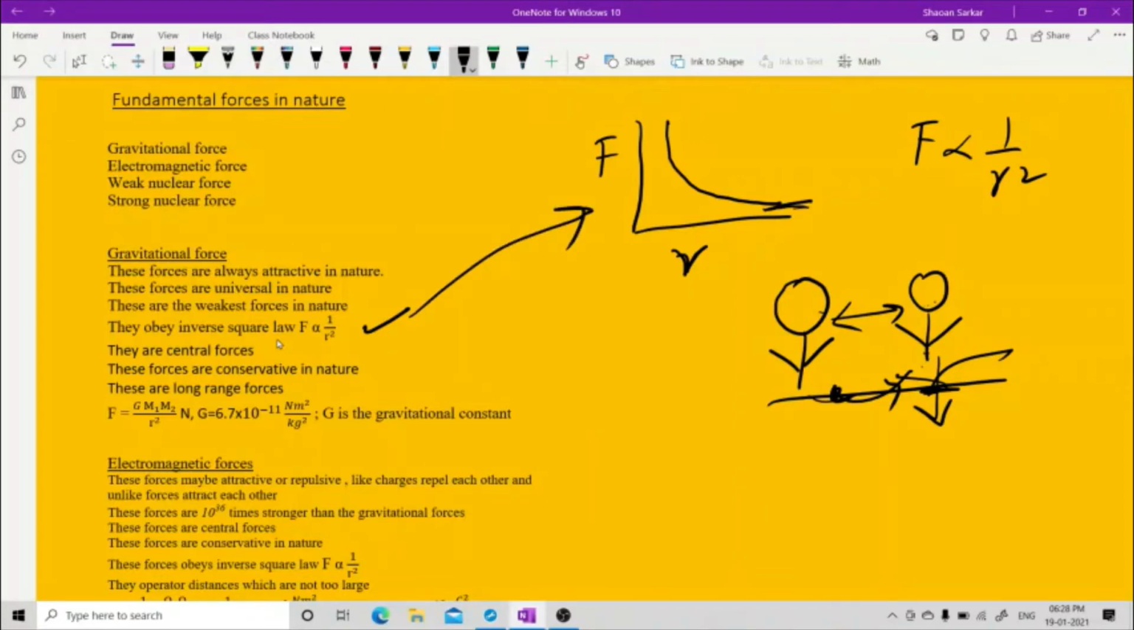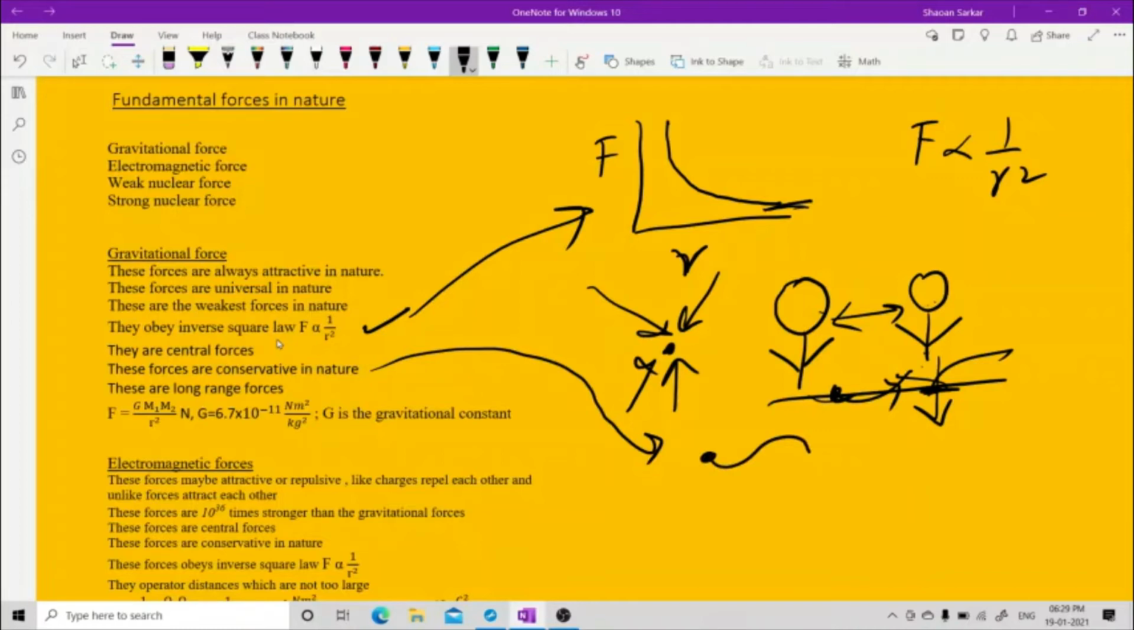Now see, these are central forces. What do you mean by central forces? Suppose everything will be directed towards it. Everything will be directed, central forces. Now these forces are conservative in nature. This is another word which you will be seeing. Conservative in nature. Suppose you are in a gravitational force field.